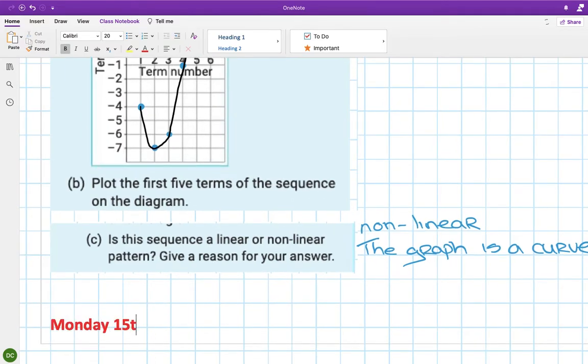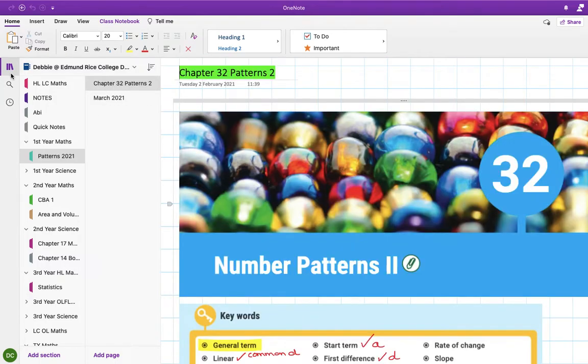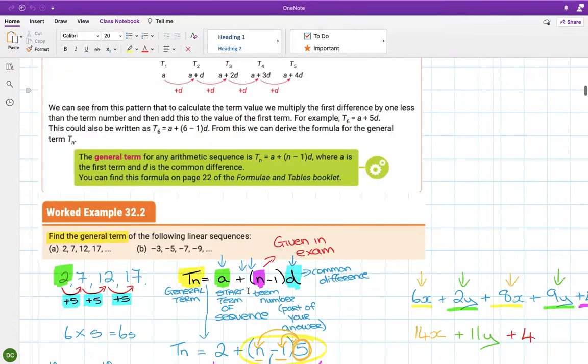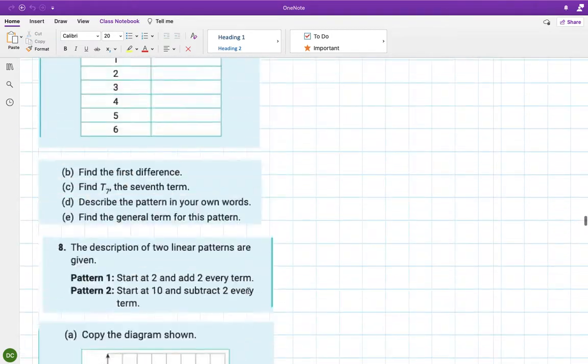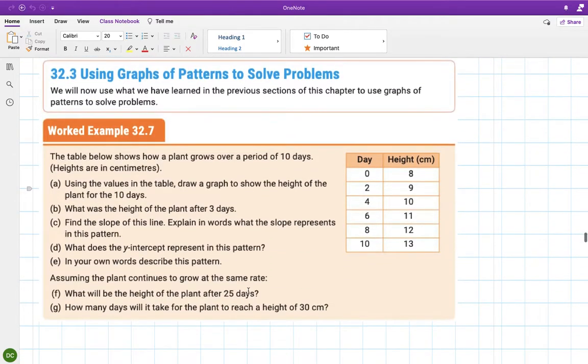So Monday the 15th of March. Right, so we're actually on the last part of this chapter, which is great. So we're here: using graphs of patterns to solve problems. When it's problems, there are always lots of different ways they can ask the question. But all you do is read the question and you have all the prior knowledge to be able to do it. So you just have to try and apply it.